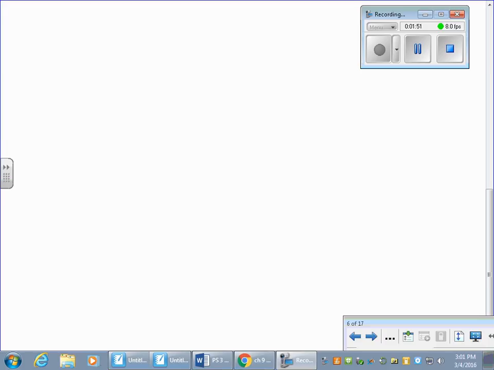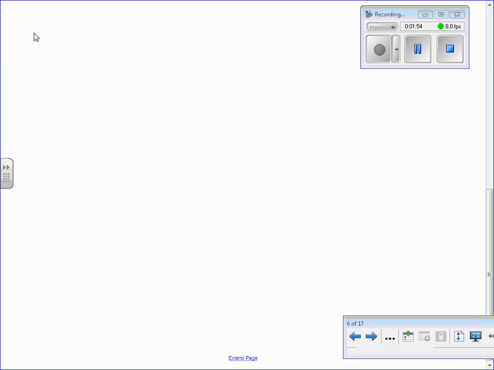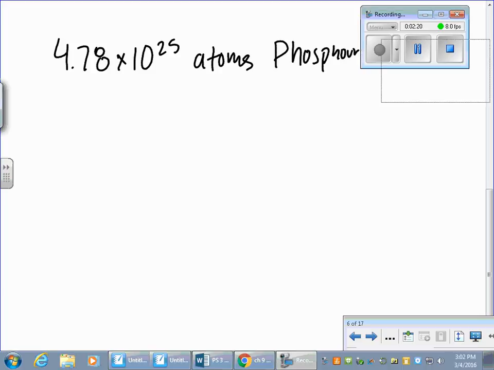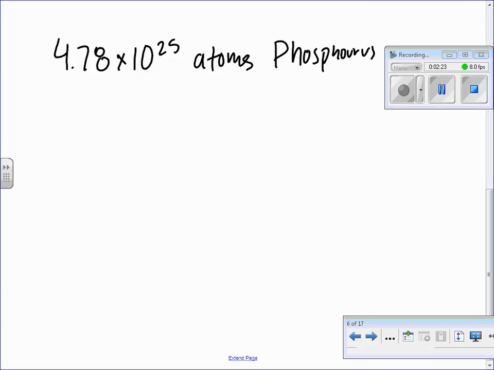So let's say we start with 4.78 times 10 to the 25th atoms of, let's do phosphorus. I'll write it out. Phosphorus. Okay, and we want to know how many grams of phosphorus we have. So we can use Avogadro's number. We have particles, we need to get to moles, and then we need to get to grams, because there is no direct relationship between atoms and grams. So let's start.